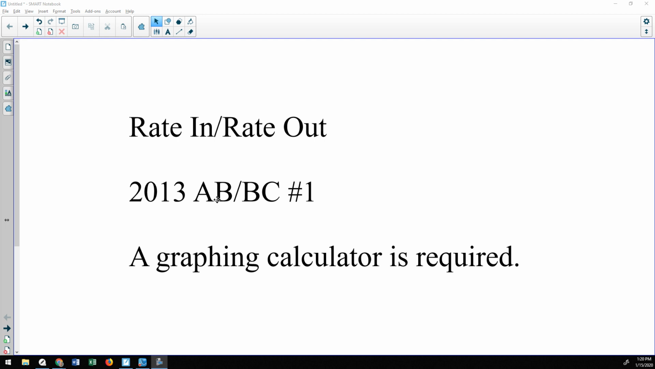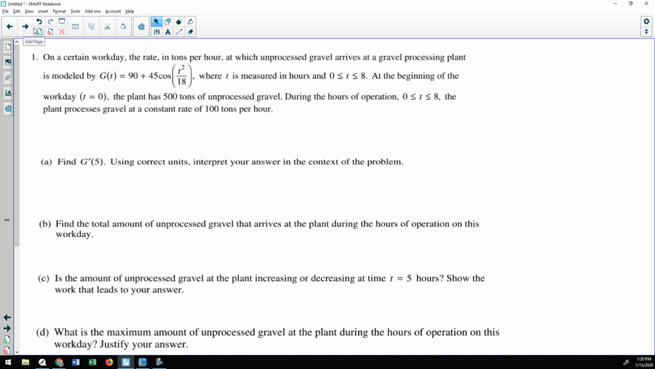Alright, looking at the 2003 AP Calculus exam question number 1. This was on the AB/BC exam. This is what I call a rate in, rate out question that has been very popular in recent years, and you will need a calculator for this one.